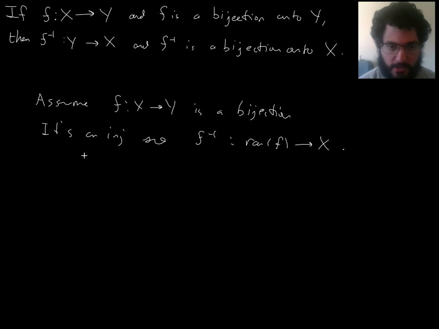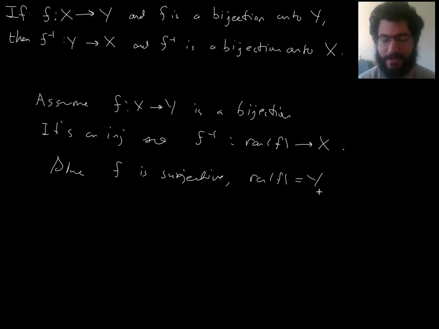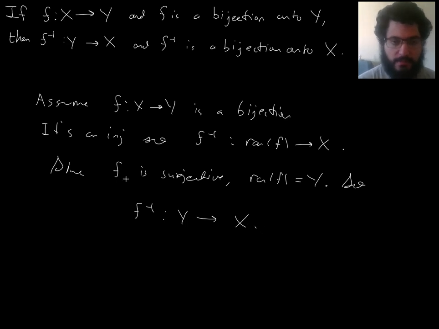Then, since this is a surjection, since it's surjective, the range of f is actually y, rather than only being a subset of y. So we can restate this, replacing the range of f by something that it's equal to. So in fact, f inverse maps y to x. So that's great. So the surjectivity of f makes it so that when you invert it, the codomain becomes the new domain.